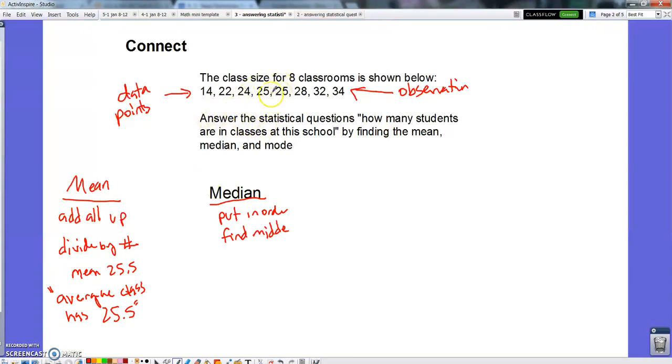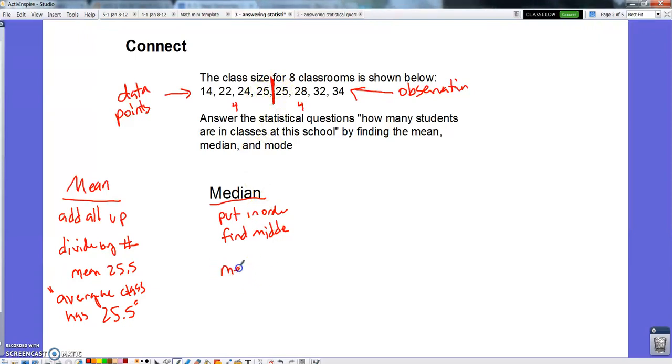So if I were to divide it here, there'd be 4 on this side and 4 on this side. So my median is going to be halfway between these 2 numbers in this case. Now, since they're the same number, that's really easy.